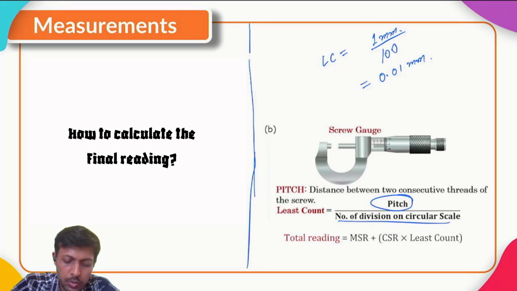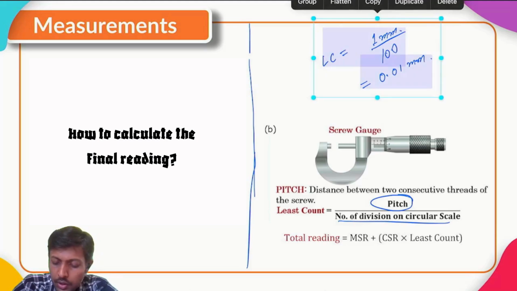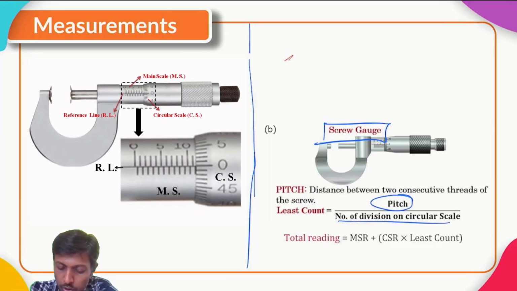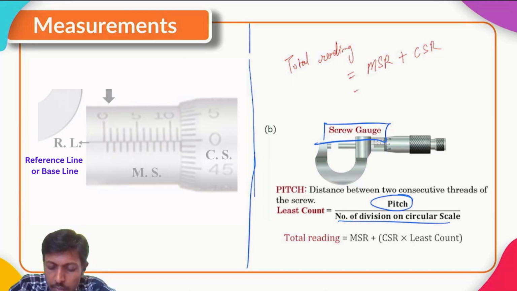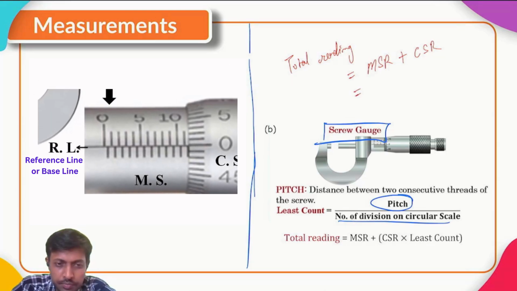Same way in which we calculated for vernier caliper. Total reading would be given by main scale reading plus the secondary scale reading, which is the circular scale in this case. So main scale reading plus circular scale reading. Main scale reading we can read.